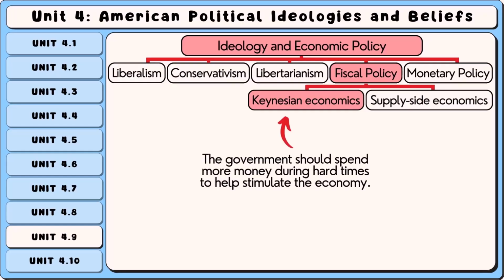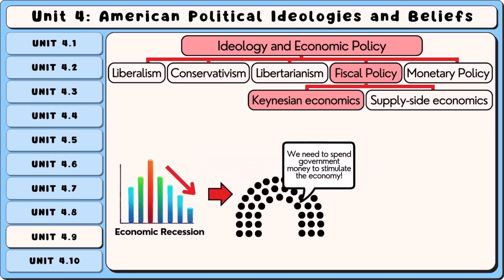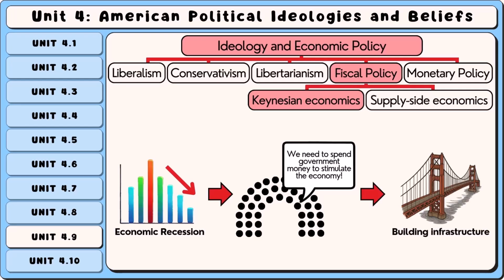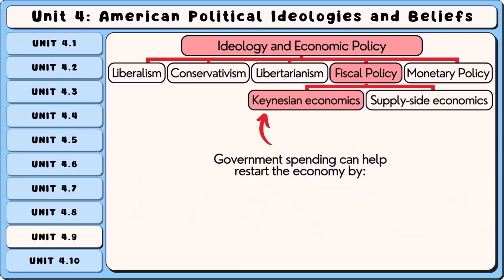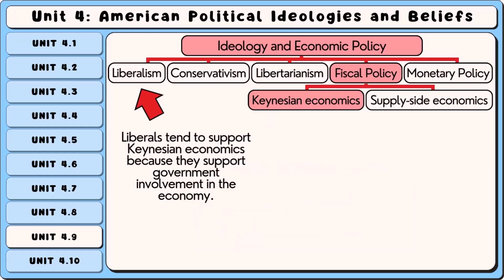Keynesians believe that the government should spend more money during hard times to help stimulate the economy. For example, during a major recession, when the economy is slowing down and people are losing jobs, the government may choose to spend billions on building new infrastructure like railway lines. The idea is that this government spending can help restart the economy by increasing the amount of money moving through the economy and providing a source of jobs for citizens. You might have guessed that Keynesian economics tends to be embraced more by liberals.